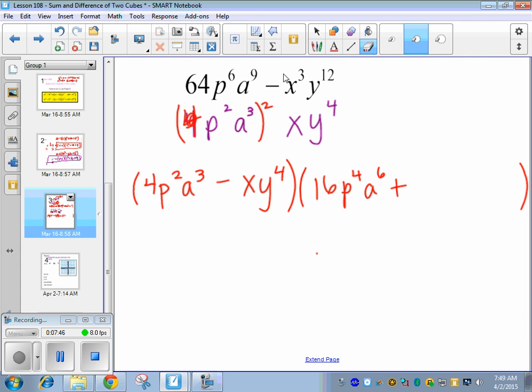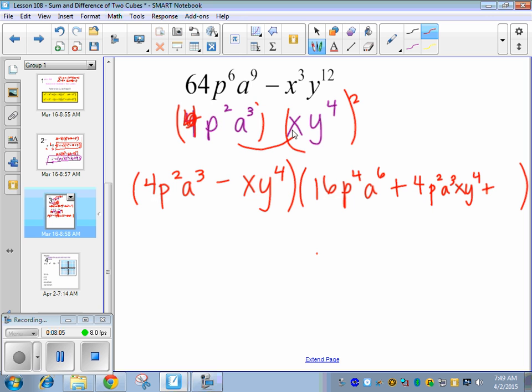All right, so now in the middle, we multiply the two together. Okay, not squared, but multiply this times this. So that would be 4p squared a cubed x y to the 4th. Okay, multiply together. And then plus the last thing squared. So what do I get when I square that last thing? X squared y to the 8th. Good. And that's our answer. All right, so it's just the formula.